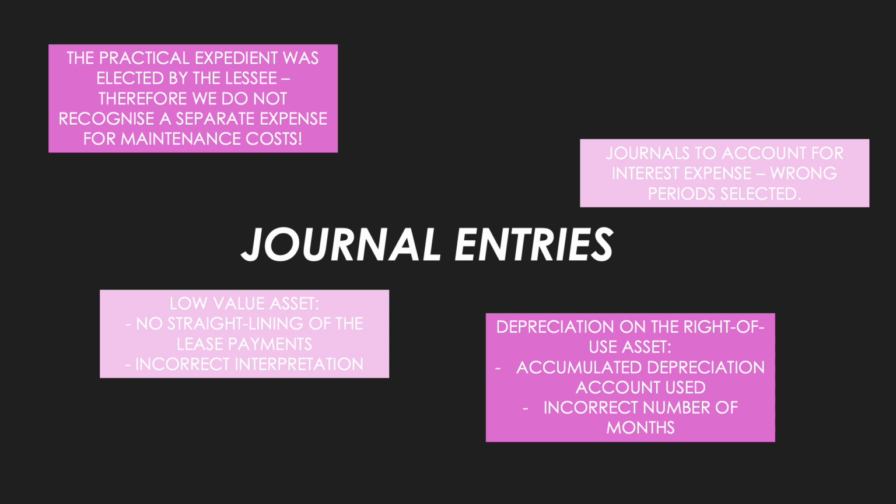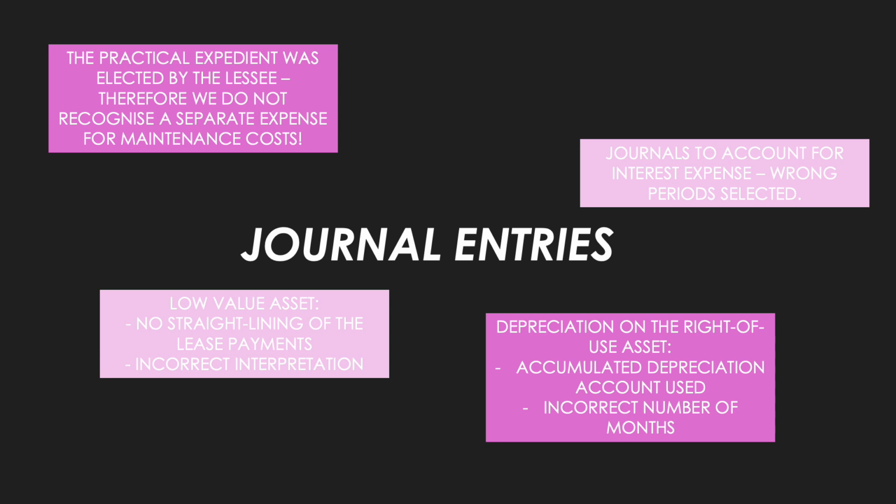Then the next issue we picked up on was with the depreciation on the right of use asset. So first things first is what a lot of students did is they debited depreciation and then they credited accumulated depreciation for a right of use asset. That is incorrect. There is no accumulated depreciation on a right of use asset. You go and credit the right of use asset itself. Then a lot of students used the incorrect number of months, so they didn't use 7 months, they used 6 months. That 6 months is incorrect, which resulted in your depreciation expense being incorrect.